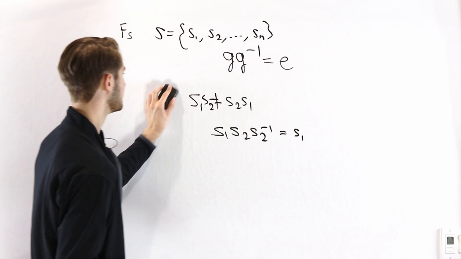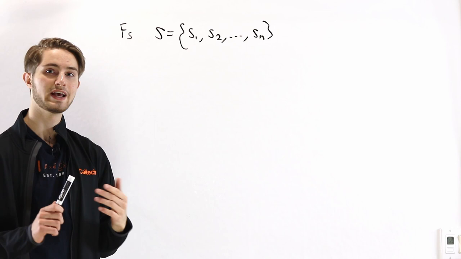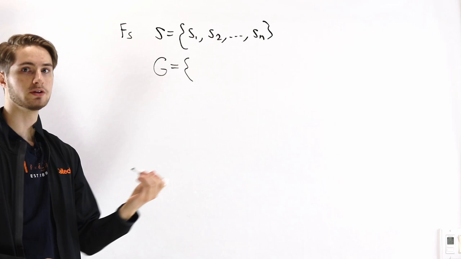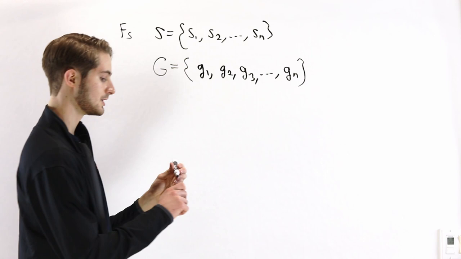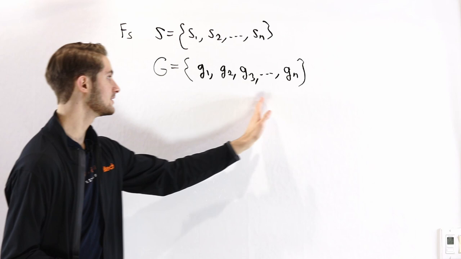Now let's suppose that we have some finite group G. And what we're going to do is number all of the elements in G. Since there's a finite number, we can just number them. So we have G1, G2, G3, and so on all the way to Gn. So one of these elements will be the identity, and the rest of them will be various other elements in the group. So together, this gives us every possible element in the group.